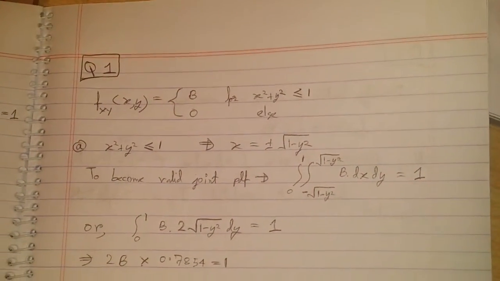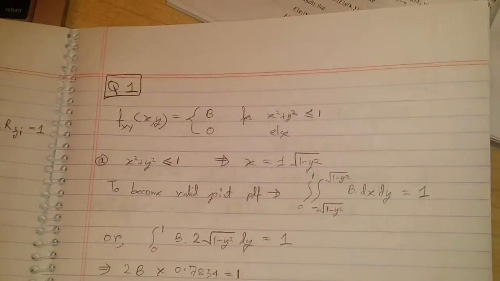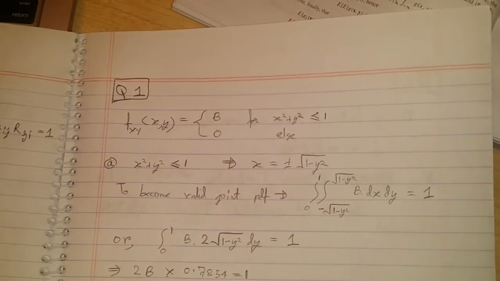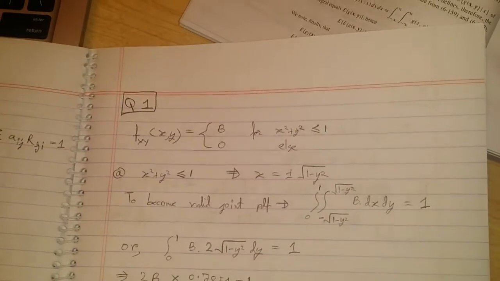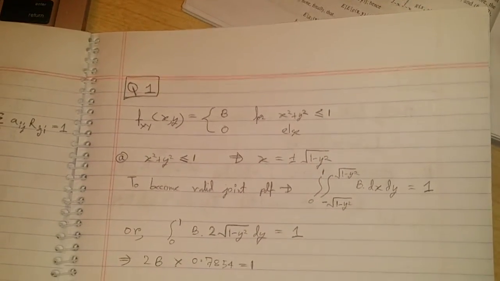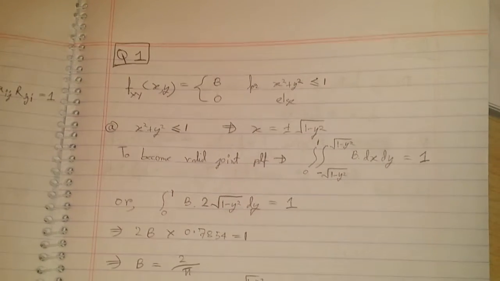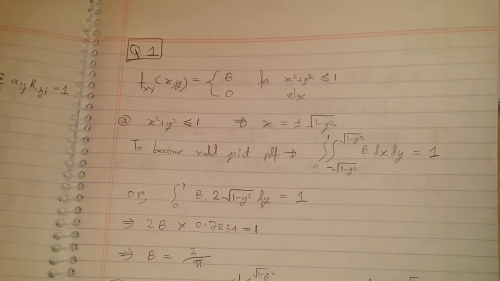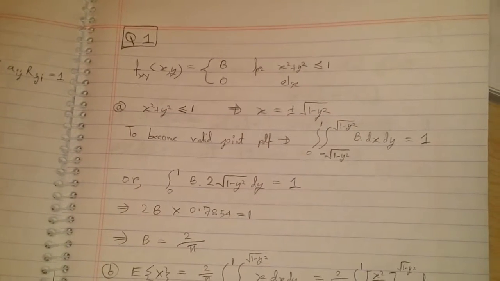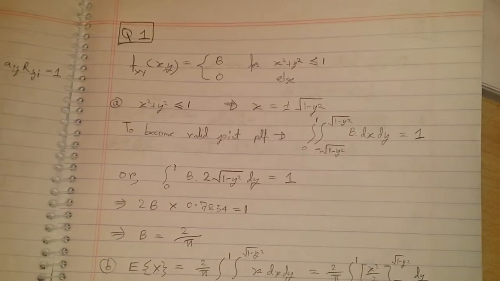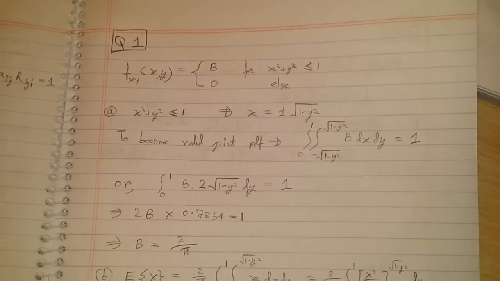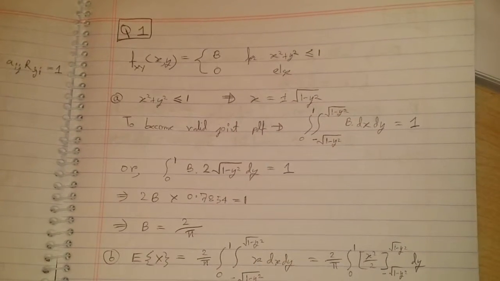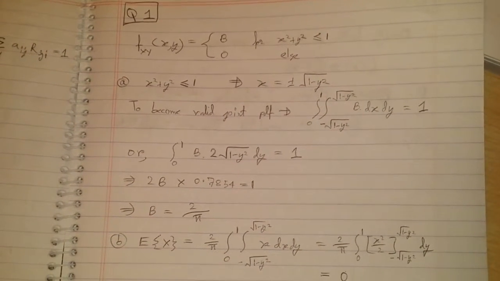Okay, for the first question, we are given the joint density function, which is a constant in the range x square plus y square is less than 1 and it is 0 otherwise. So, using the condition, we can find that the value of x is in the range of plus minus root 1 minus y square. Using this range, we know that the integration will be equal to 1 for a valid joint PDF. So, then after some basic calculation and calculus, we find the value of b to be equal to 2 by pi.